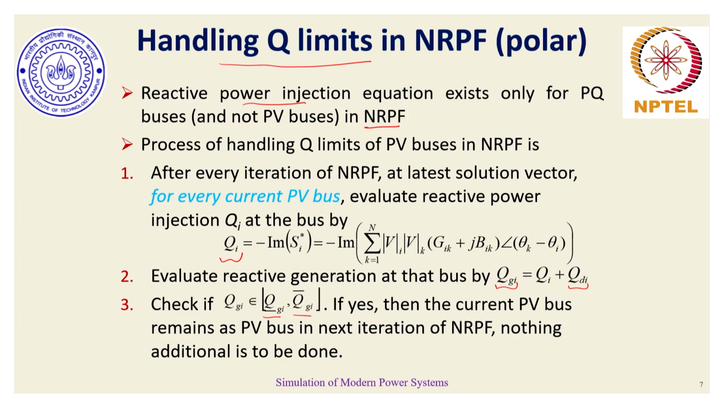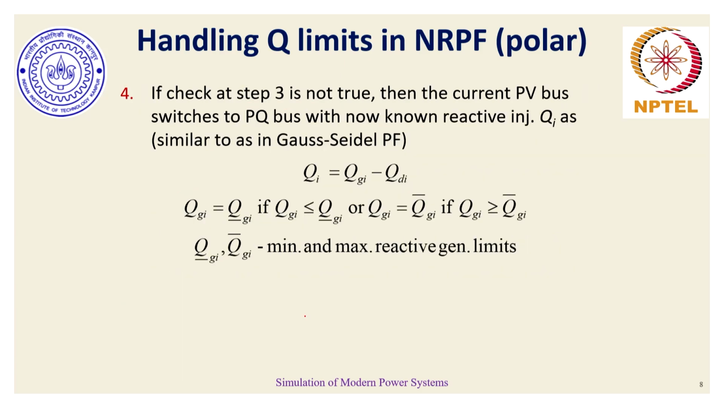In case QGi is not within these limits, then it's time that this PV bus has to switch to a PQ bus with known reactive power injection. This known reactive power injection is based on whichever generation limit the generator is trying to violate or exceed. If QGi is trying to violate the lower limit, it is set at the lower value. If it is trying to violate the upper limit, it is set at the upper value. And with the set value of QGi and the known demand, Q essentially becomes fixed now.